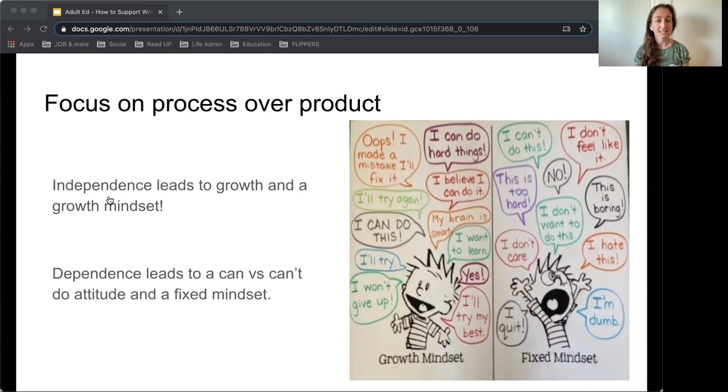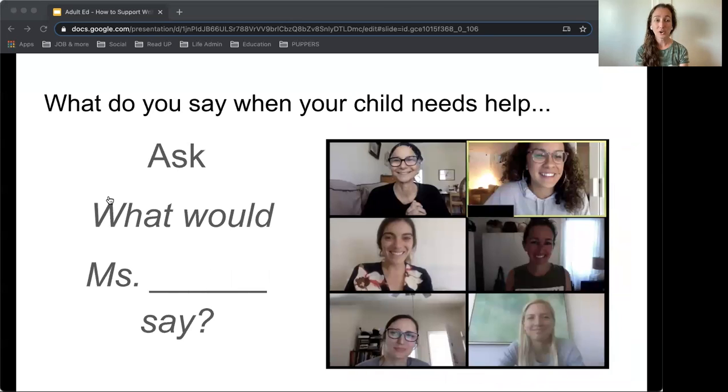On the adverse, we can create dependent learners if we help too much. A dependent child might become hesitant to use strategies they've learned if they know that we will always support them in answering rather than challenging them to use what they've been learning. So, what do you say when your child needs help? You can ask them, what would your teacher say?